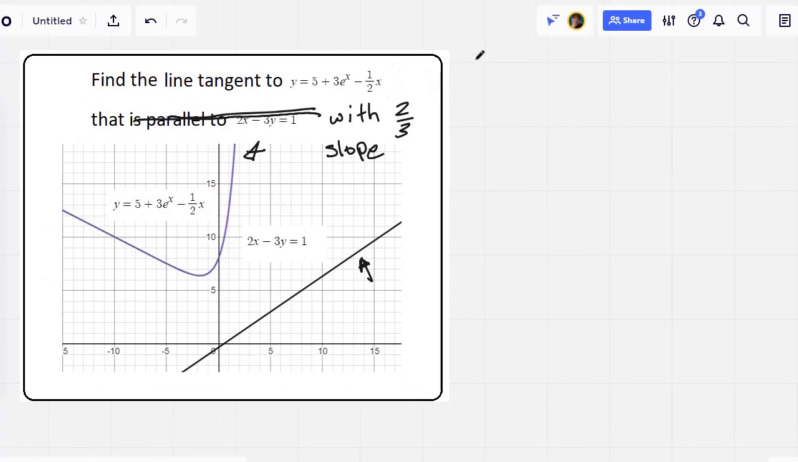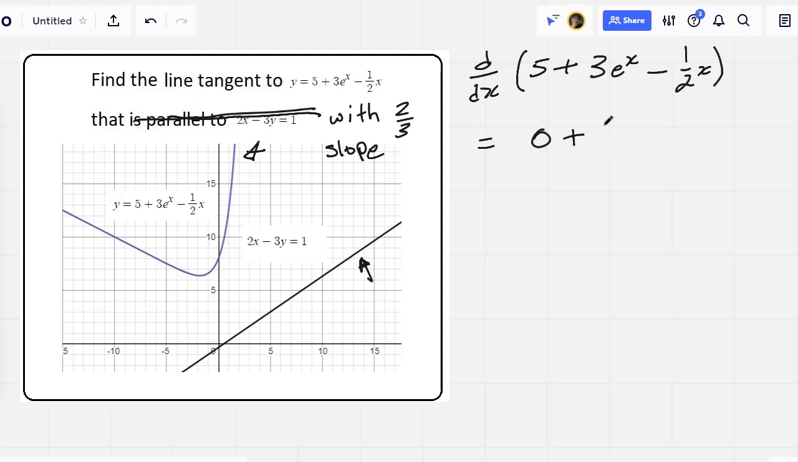Okay, so we've got the slope is 2/3, and we have the curvy function, which we're going to take the derivative of. I'll just write out the whole thing again here. We want the derivative because that will give us the slope of the function at whatever value of x we plug into it. So the derivative of 5 is 0, the derivative of e to the x is just e to the x, and the derivative of a half x is just a half.